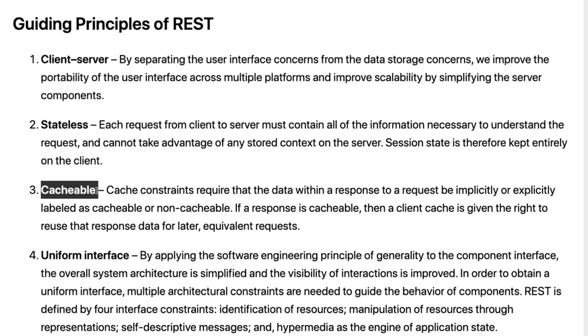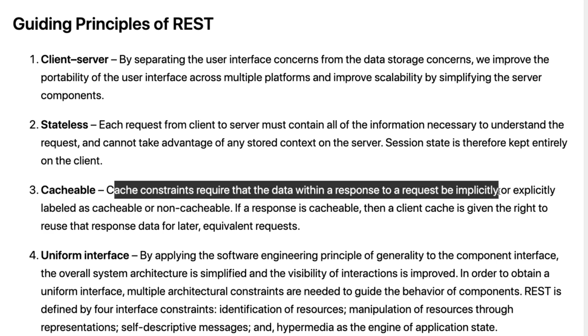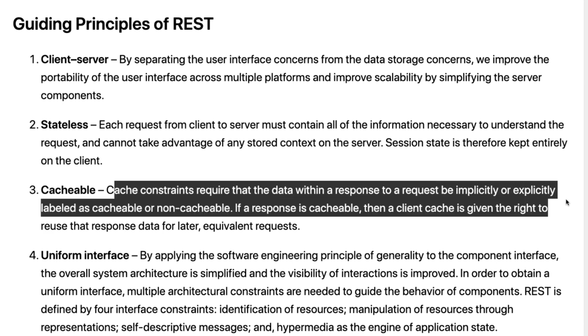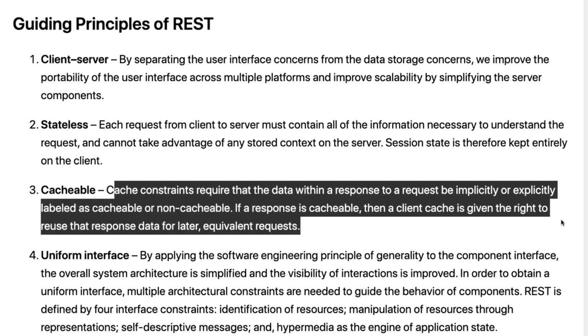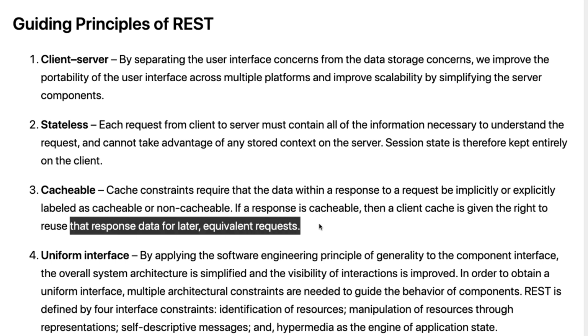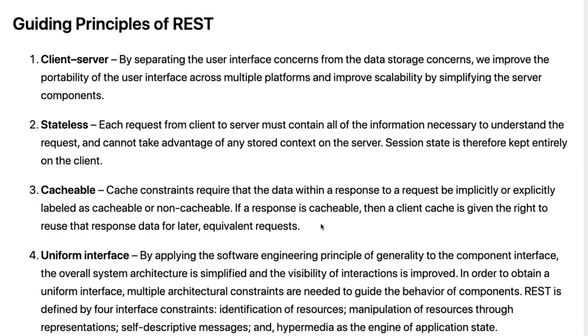It's also cacheable. Cache constraints require that data within a response to a request be implicitly or explicitly labeled as cacheable or non-cacheable. If a response is cacheable, then a client cache is given the right to reuse that response data for later equivalent requests. You may have come across caching on your web browser many, many times. Data is cached by web browsers.